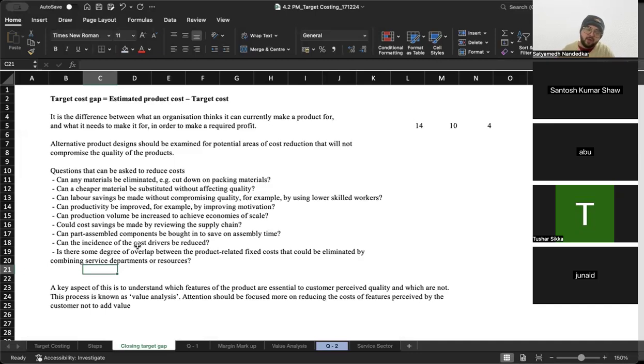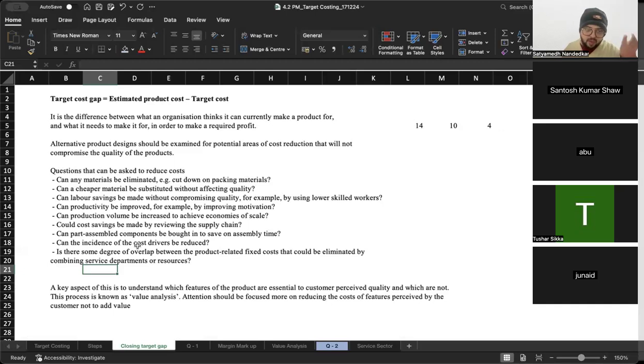Can part-assembled components be bought in to save on assembly time? Can you have some semi-finished products brought in already, or can you make sure that the time spent moving from one process to another is reduced? Something like that will basically help you keep control on the overall cost. These are just some illustrative examples. There are a lot of other ways also which you will have to use in order to control the cost.